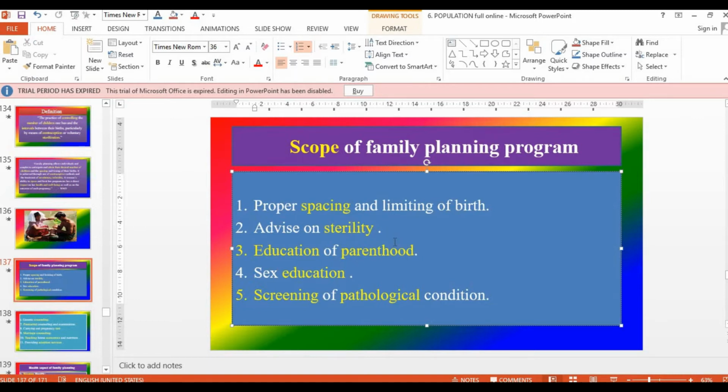So, safe motherhood and childhood. Mothers and male parents should be educated and made aware about this.